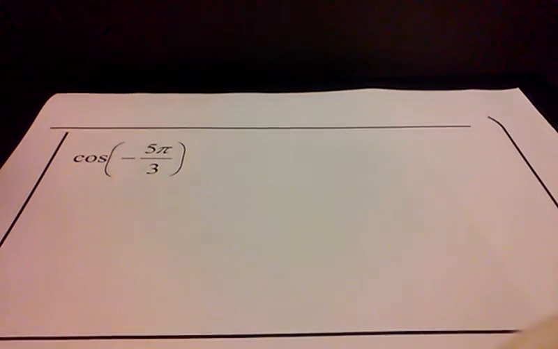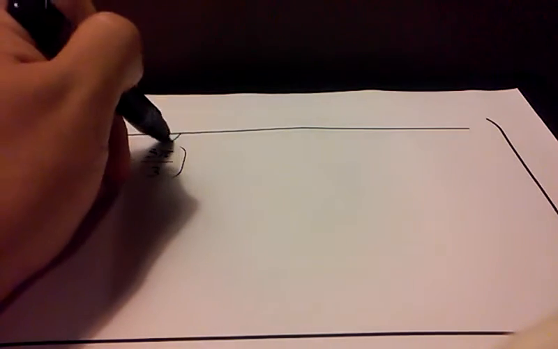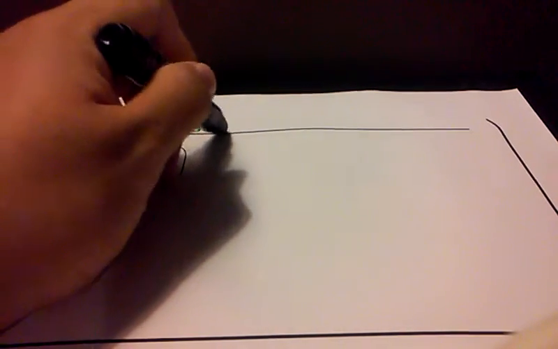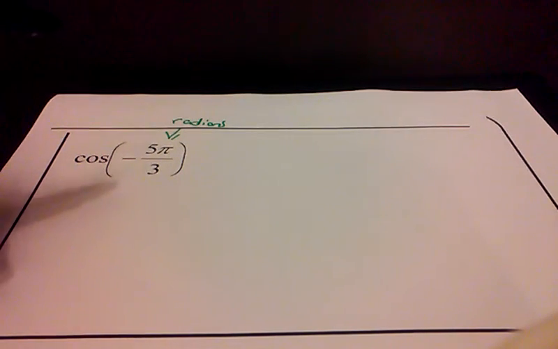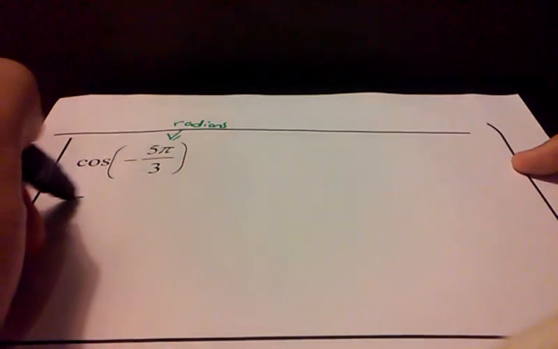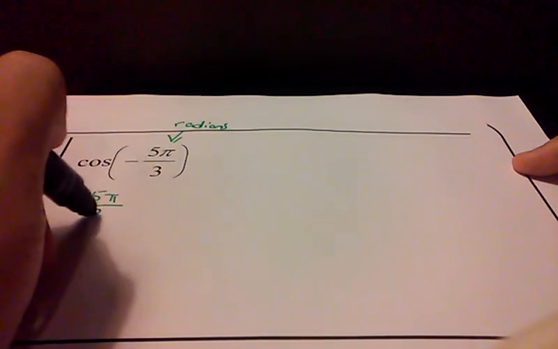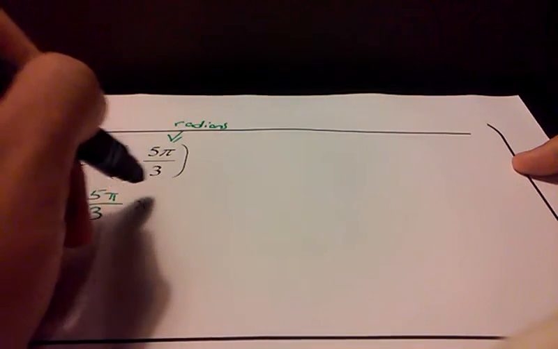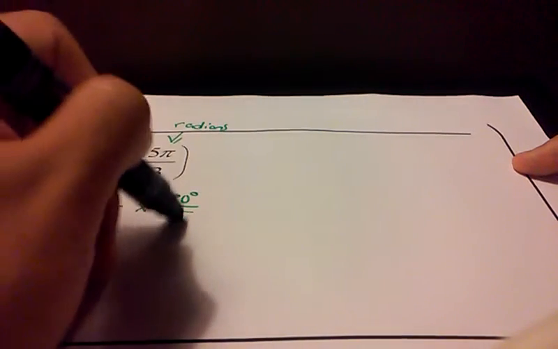What if I wanted you to tell me the exact value of cosine of negative 5 pi over 3? Notice this value is written in radians. I know we could probably map this out on a unit circle, but for most of the problems we've done so far we've been working with degrees. So if you don't feel comfortable working with radians, it might be helpful to convert this measure into degrees first. How do we convert negative 5 pi over 3 into degrees? We're going to multiply it by 180 over pi.